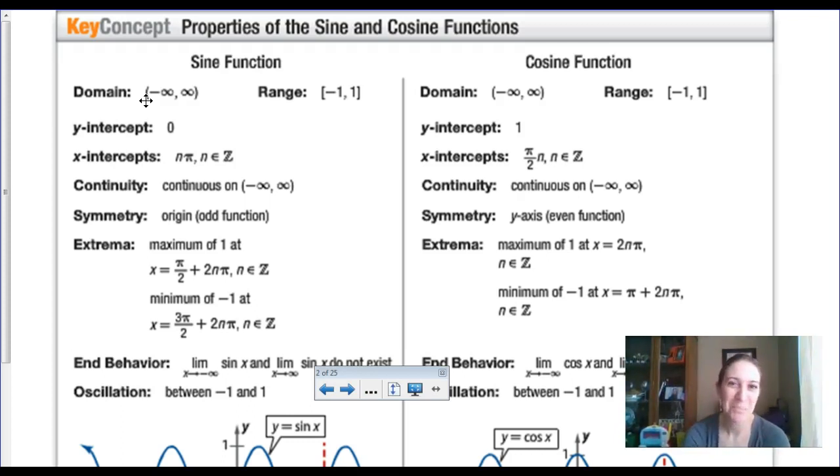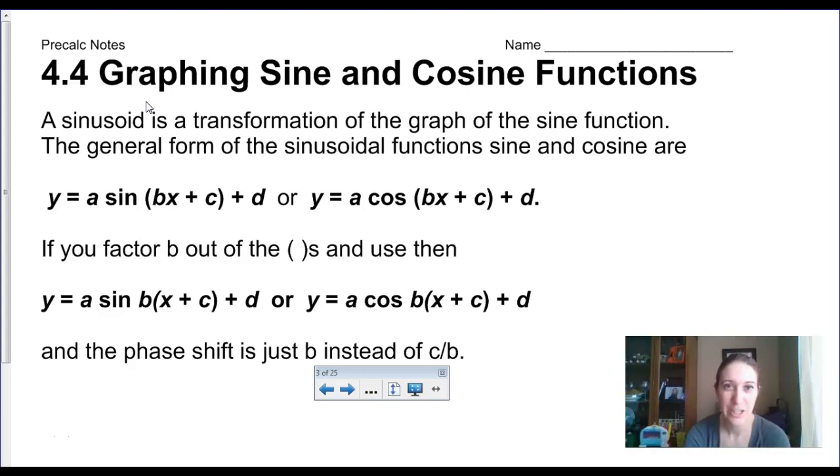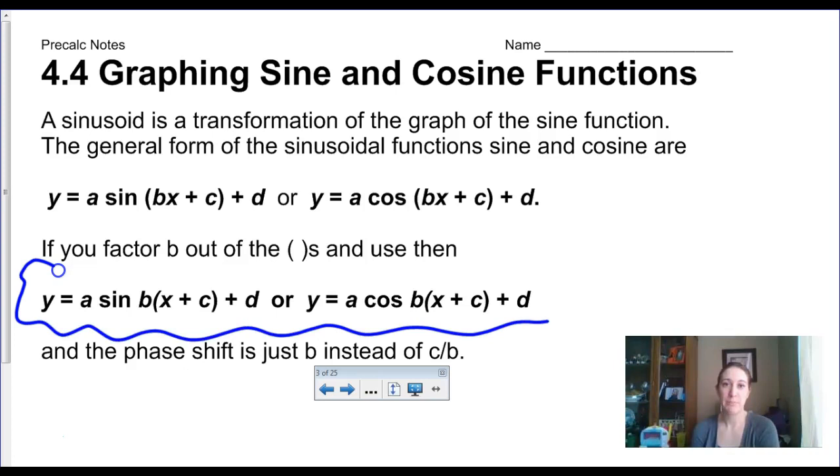Okay. So this is kind of hard to read, but at least the general shapes are on your formula sheet. This is actually from your notes. So the beginning of 4.4, they give you the sine and cosine functions, and they give you the complete function, the general form, in both factored and unfactored form. So this is the non-factored form. This is the form that I prefer like 100% of the time.